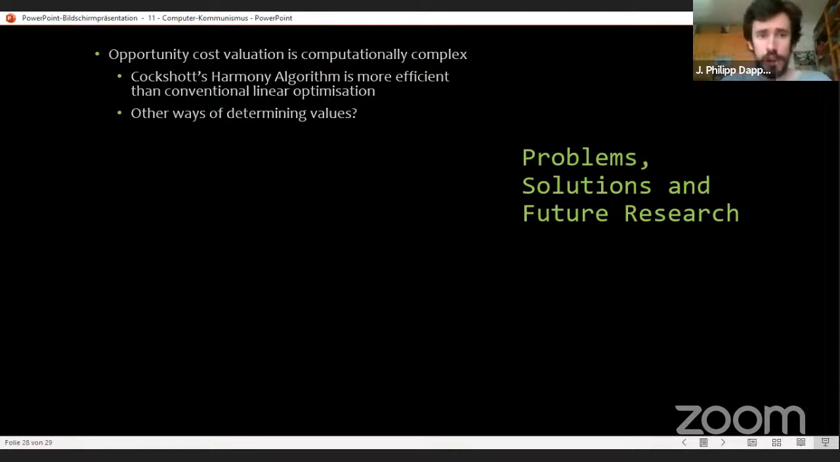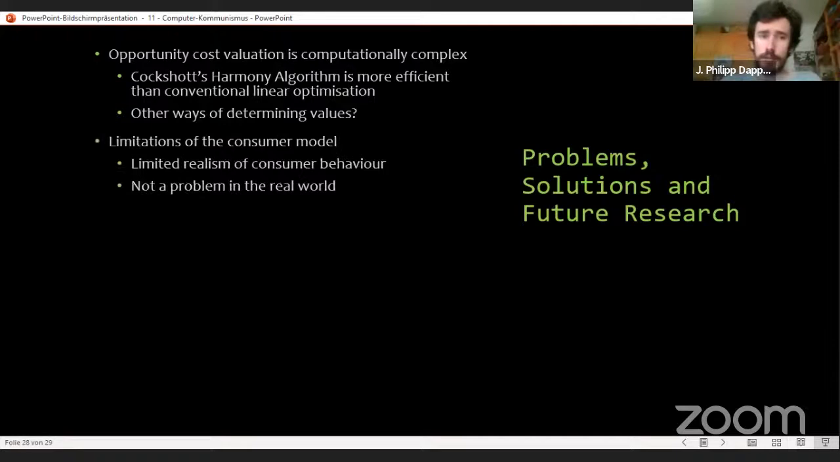First of all, Paul Cockshott developed what he calls the harmony algorithm, which is his optimization method, which is more efficient than conventional linear optimization. And also I've started to think about other ways of determining these values, which would be very similar, but calculated in a more efficient way. Another problem is that there are some limitations with the consumer model that I use just in the simulation, right? The behavior of consumers is only in a limited way realistic. But this isn't really a problem when applying this in the real world, because in the real world, this would be real people going to the supermarket deciding what they want to buy for dinner, so to say, okay?